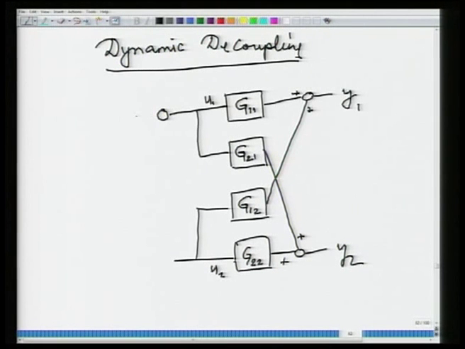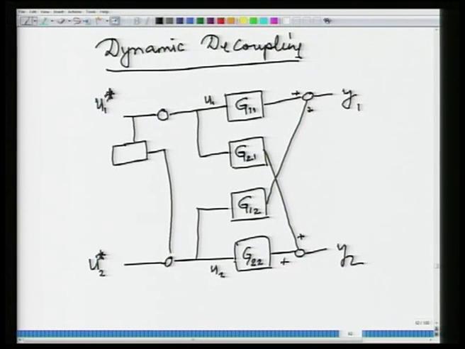So, how do we accomplish this decoupling? I can use the philosophy of feedback control. Let me call this u1 star and let me call this u2 star, and since I have drawn that circle, you can think I will be putting in a signal there. What I do is I take this signal, multiply it by some transfer function and add it up here. Now, what should go in here? That is the question.